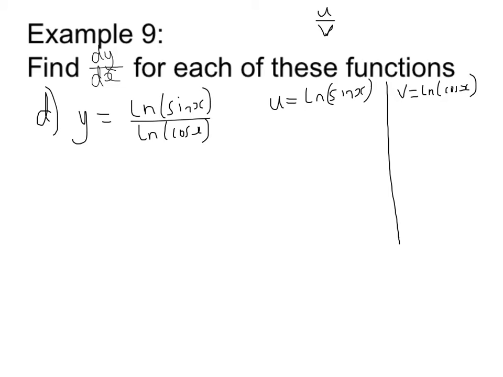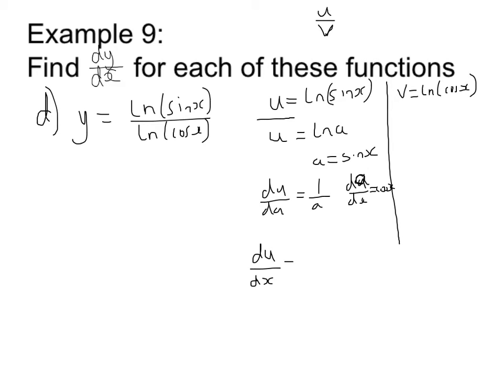So you might want to use the chain rule to differentiate both of these. Well, now I've already used the letter u, so I might use the letter a, for example, and say that u equals ln of a, where a equals sine x. So using the chain rule, du by da is 1 over a, da by dx is cos x. And if I multiply these together to get du by dx, which is what I want up here, du by dx is going to be cos x over sin x.